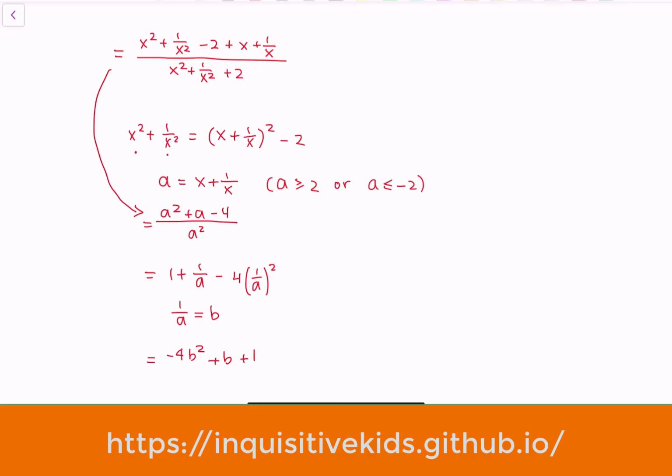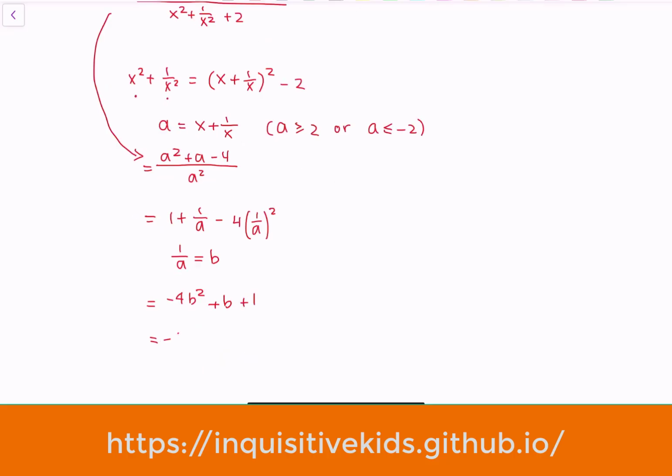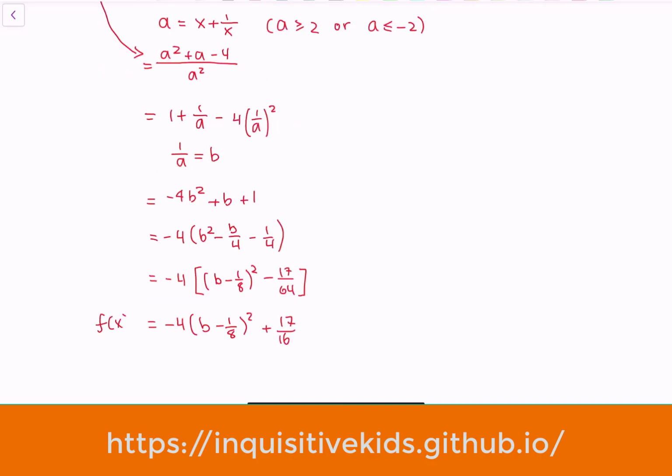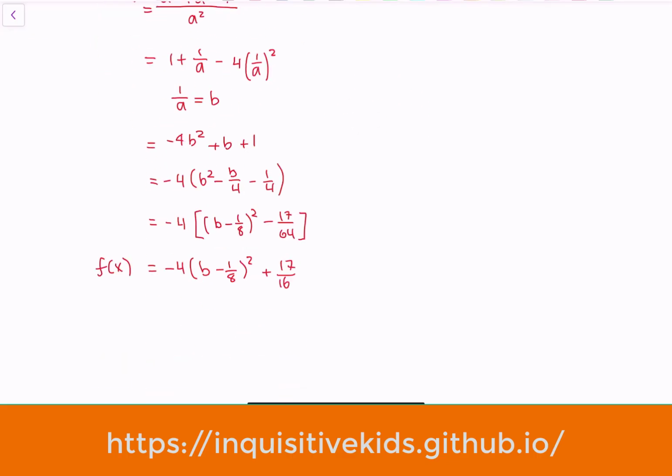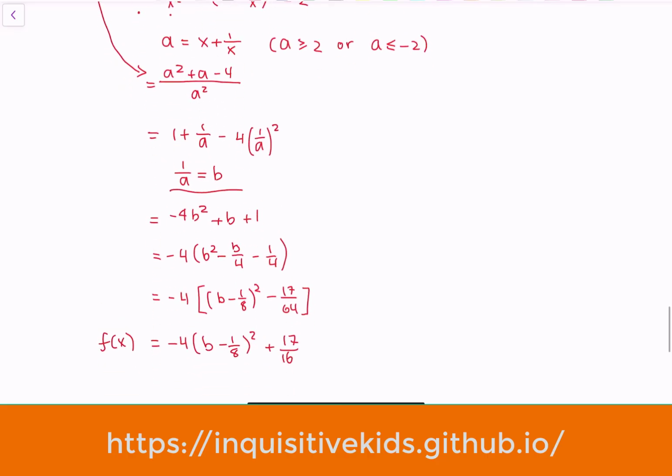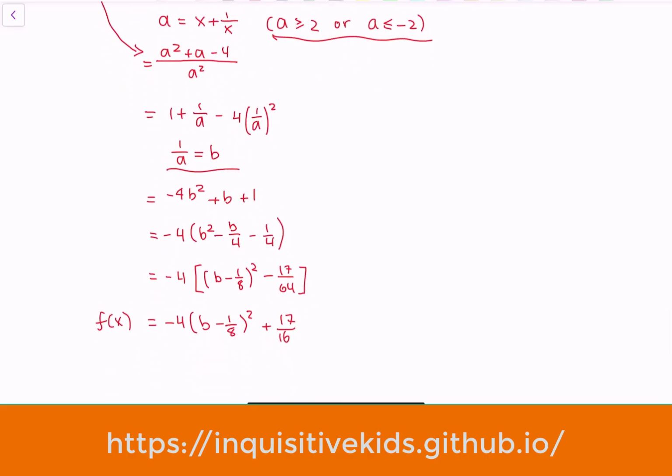Now let's factor this quadratic and turn it into not the standard form, but the vertex form. We can factor out a negative 4. And this is what we're left with. Our original question asks us to find the range of f of x. So what are the possible values for b? We know that b is equal to 1 over a, and a had restrictions here. So then b can be between 0 and 1/2, or between negative 1/2 and 0.